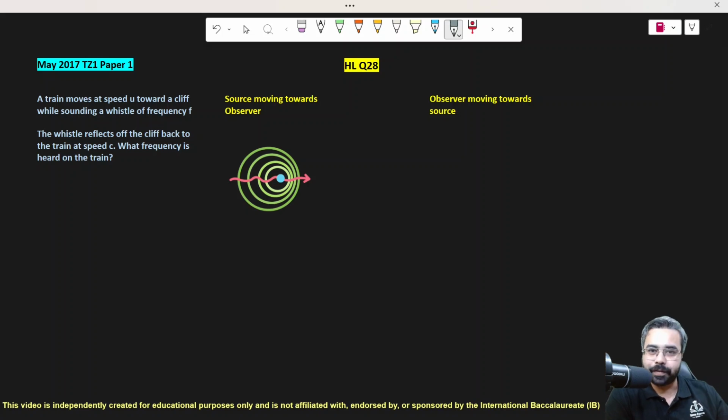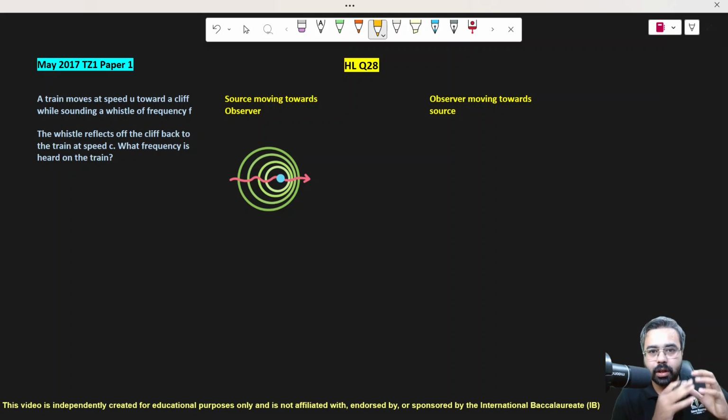Two Doppler shifts in one single echo. How do you find the frequency of the sound that catches up to the very train that made it? So this question is about the Doppler shift. What we see in the question is a train that is moving with a constant speed u towards a cliff that is stationary in front of it.